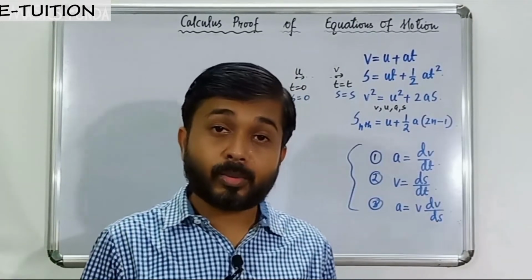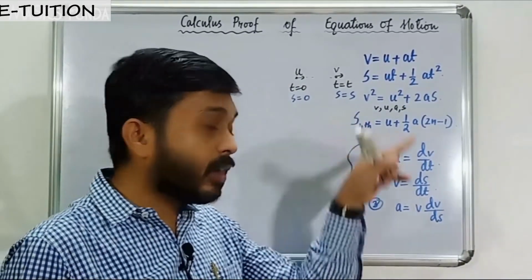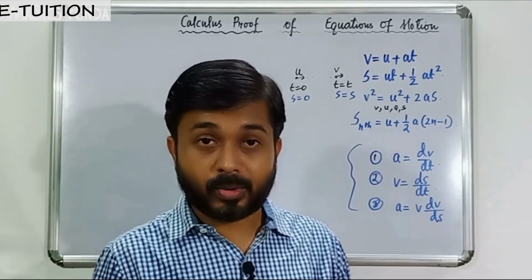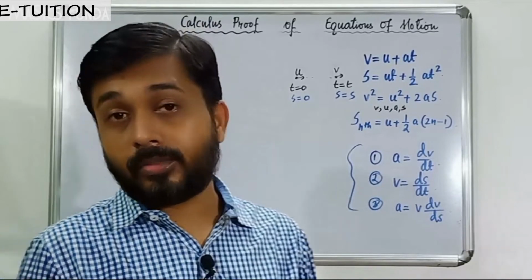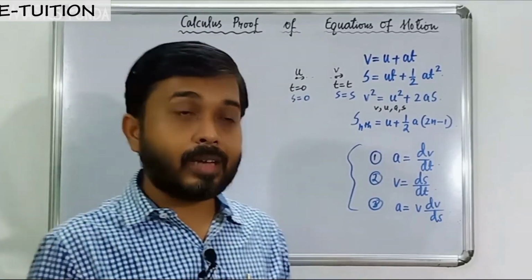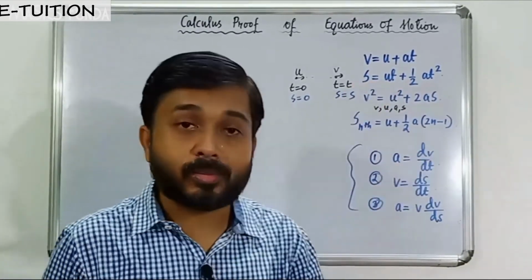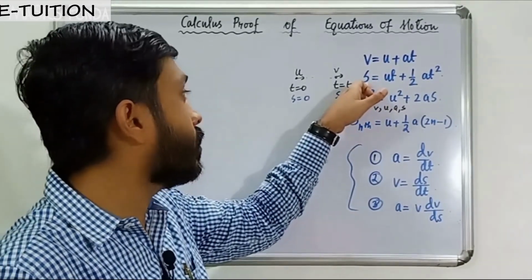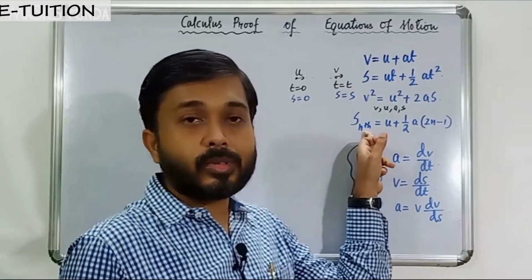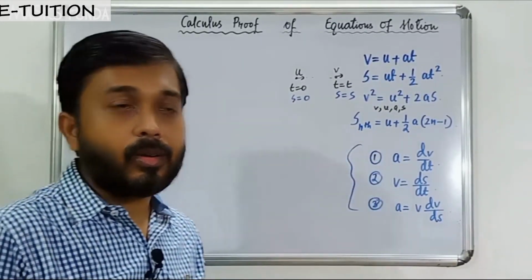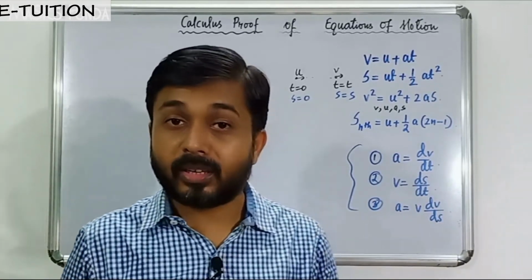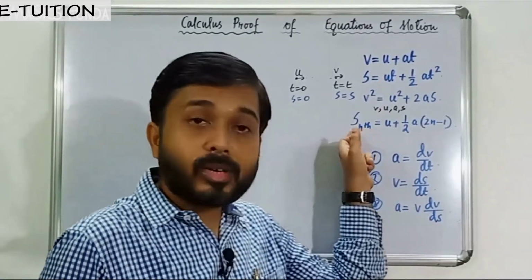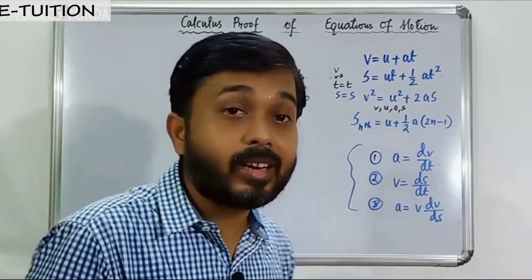After that, in trying to prove the fourth equation of motion, that is s nth equals u plus half a times 2n minus 1, we have to start with the definition of velocity as we did in proving the second equation of motion, because this was also containing s on the left hand side, and this one too is containing s on the left hand side, only the meaning is different. Here it is the entire amount of displacement in time t, here it is the amount of displacement in the particular nth second.